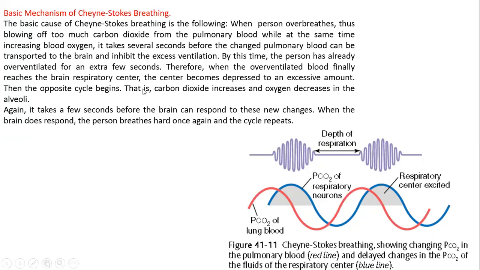Then the opposite cycle begins. The carbon dioxide increases and oxygen decreases in the alveoli. Again, it takes a few seconds before the brain can respond to these new changes. When the brain does respond, the person breathes hard once again and the cycle repeats.